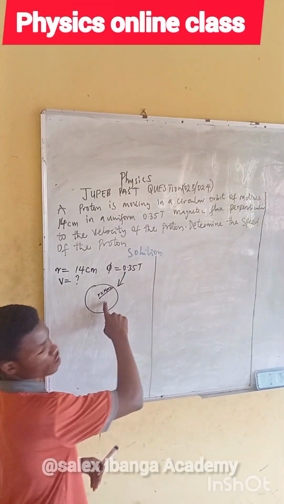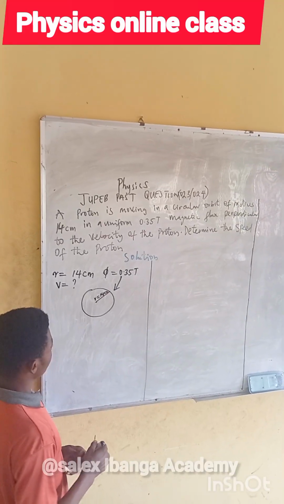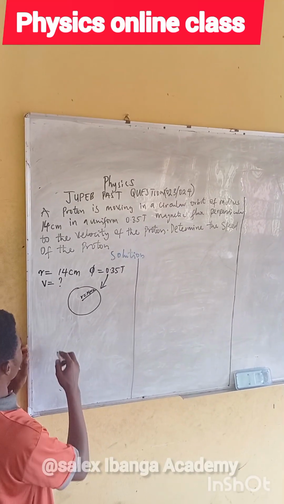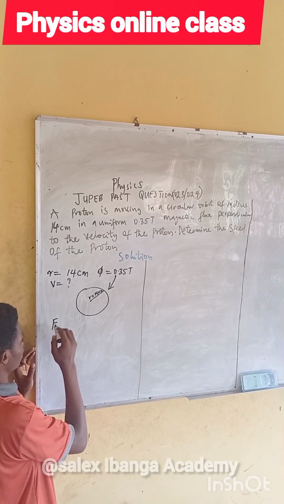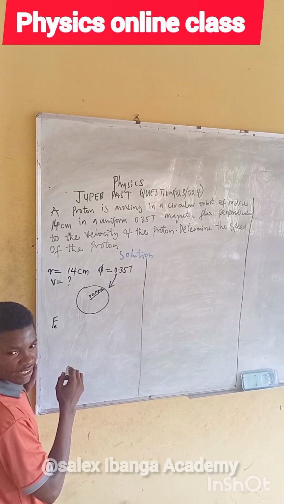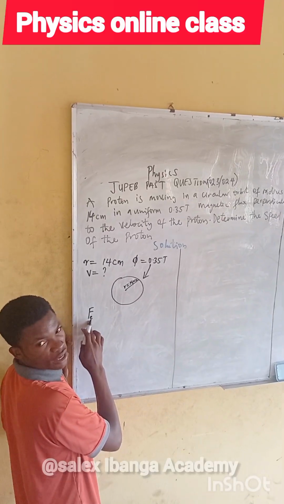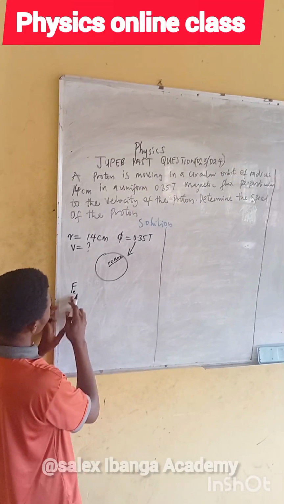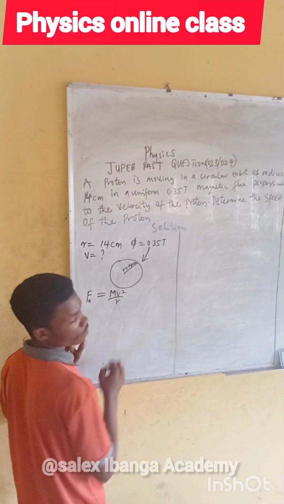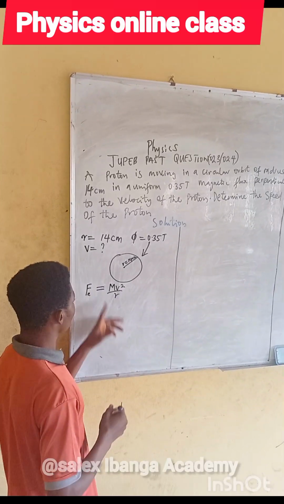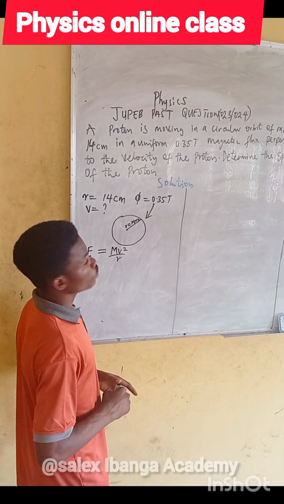Remember, since the radius is sitting here in the circular orbit, you need to recall that the force that acts in a circular orbit is called centripetal force. That is Fc, and the force is symbolized as F subscript C. The formula of that force is mv squared over r, where m is the mass, v is the velocity, and r is the radius.